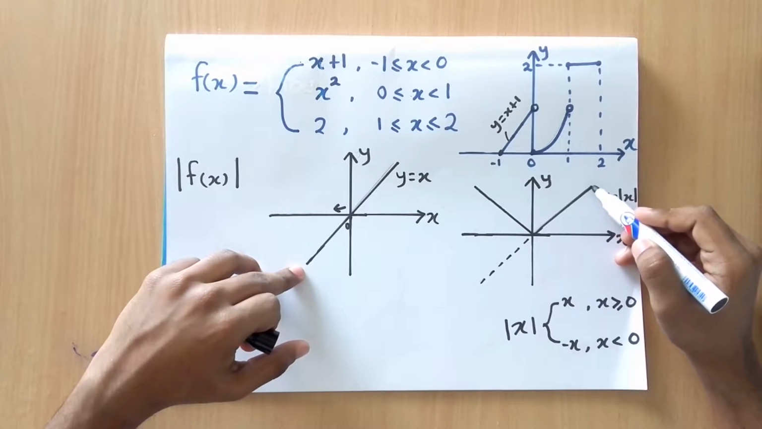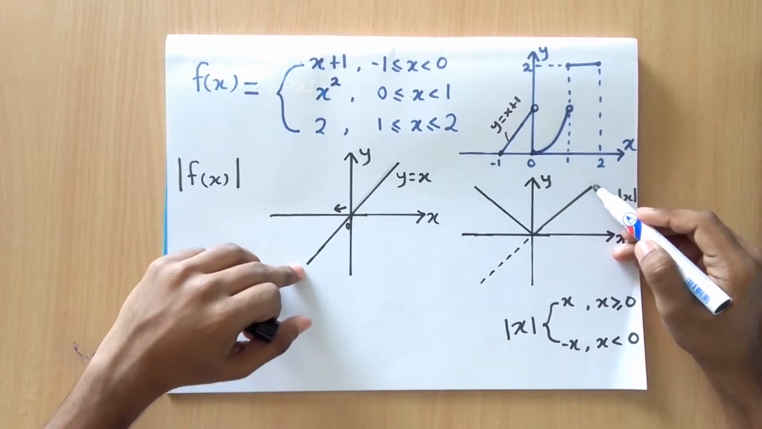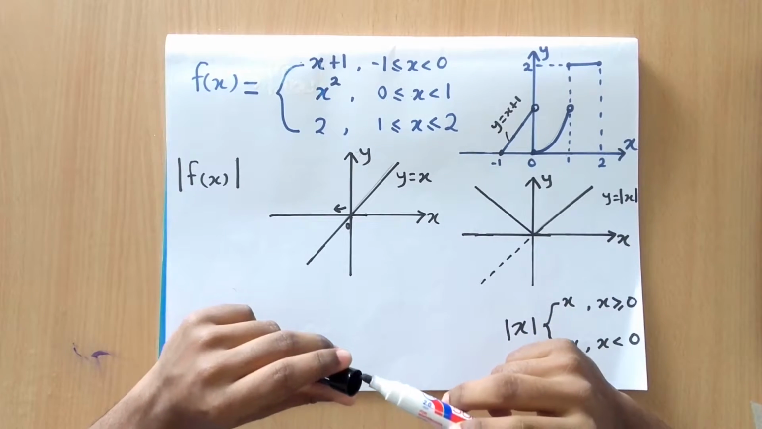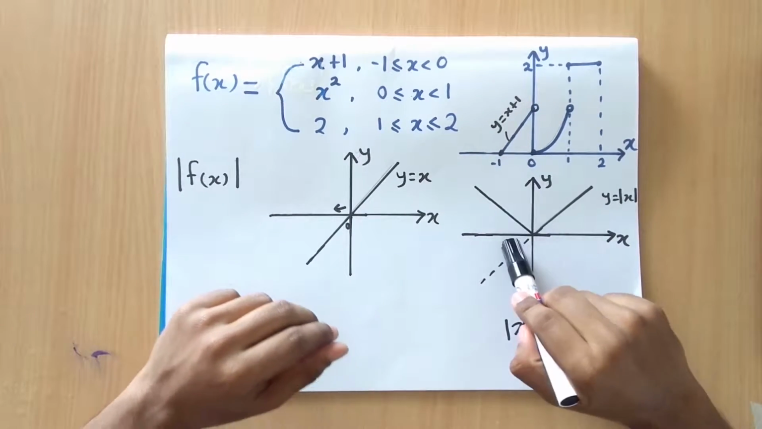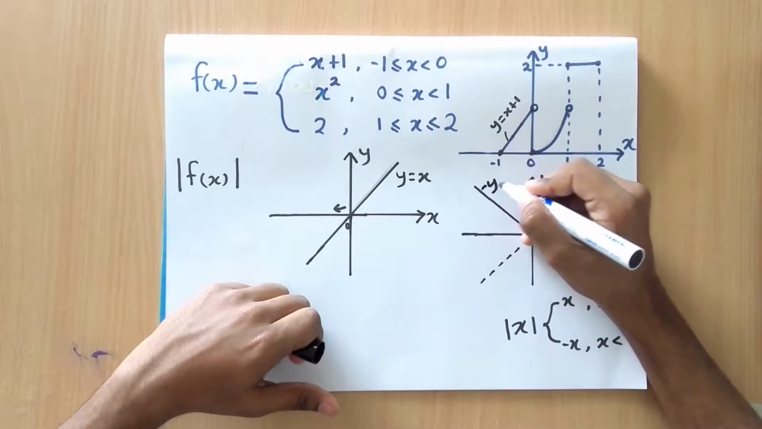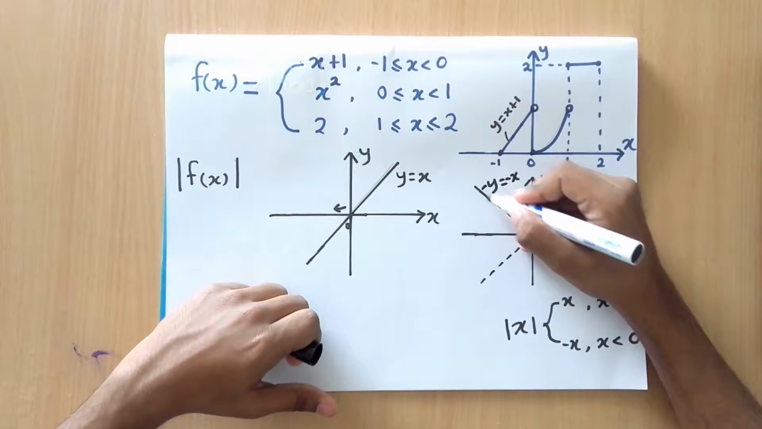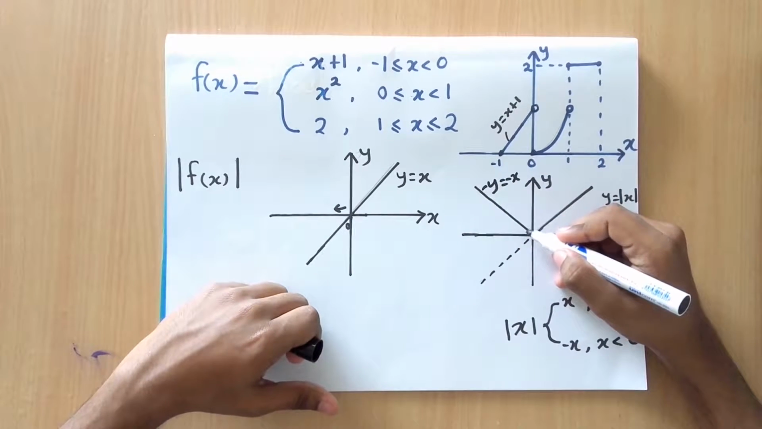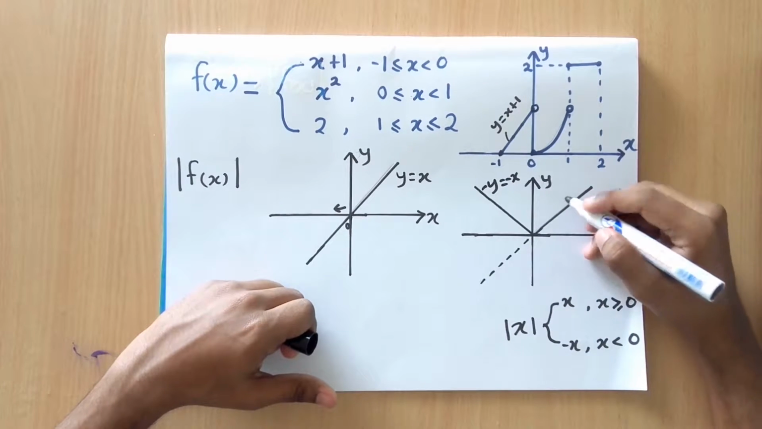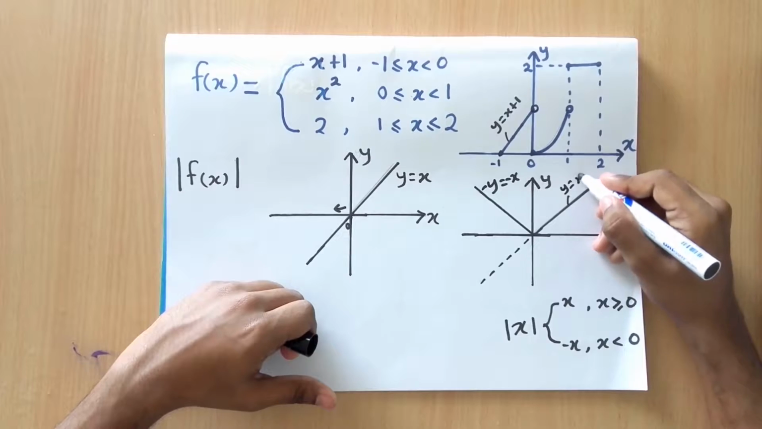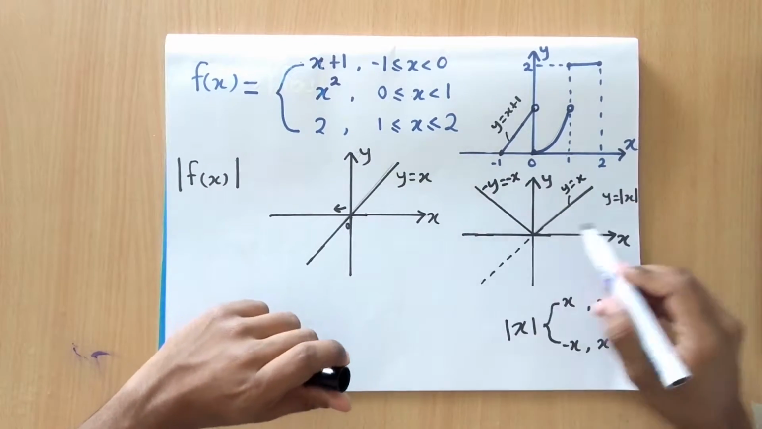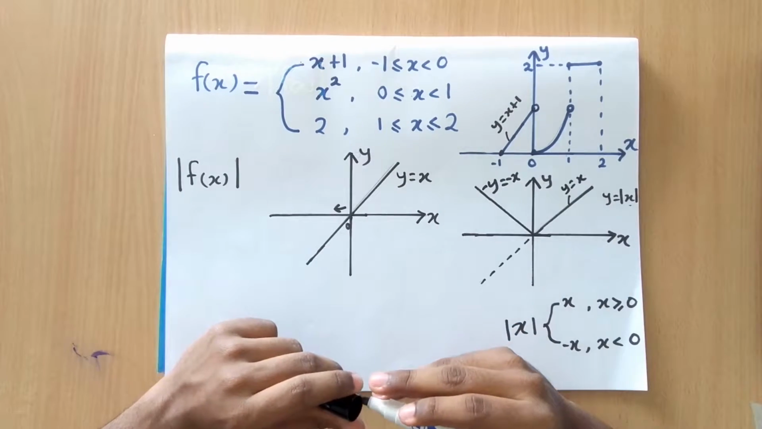This is y equals x. This is y equals modulus of x. In other words, for the values where x is less than 0, we draw the graph of y equals minus x. So this would be y. Actually, this is the graph of y equals minus x. And this part would be y equals x. As a whole, this whole graph is y equals modulus of x.